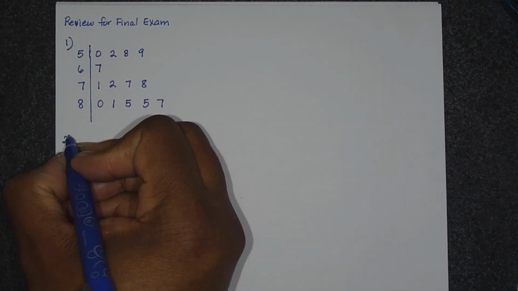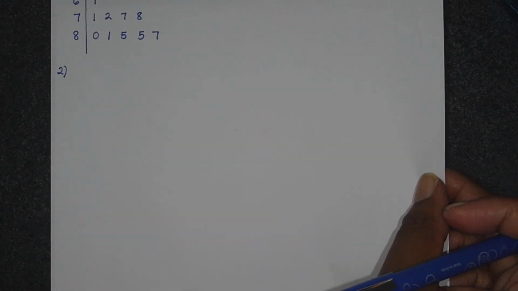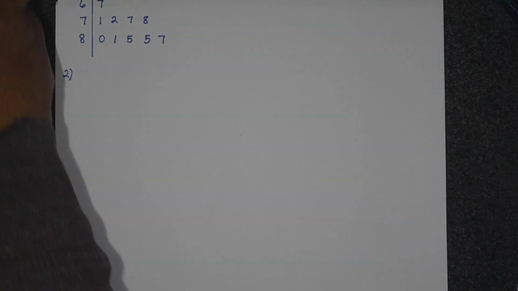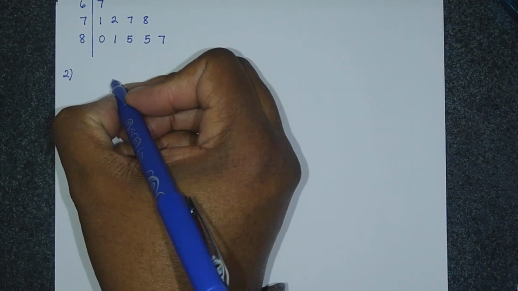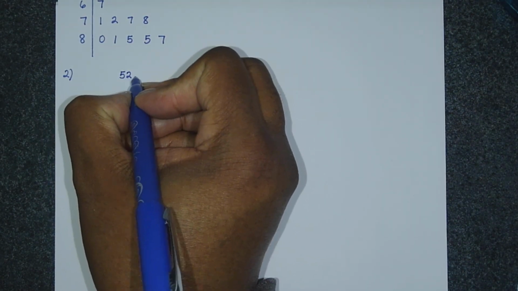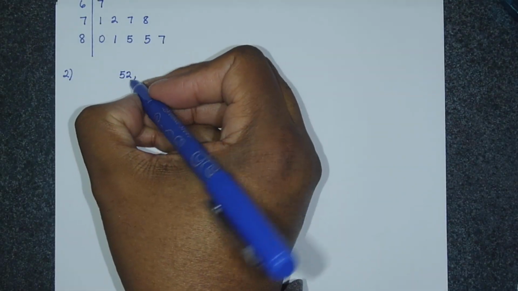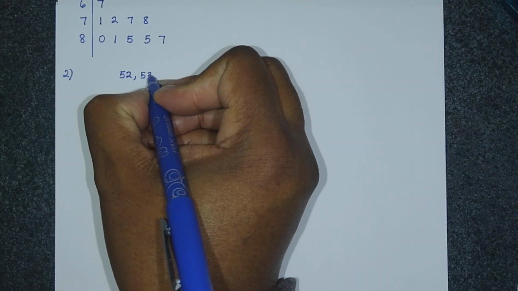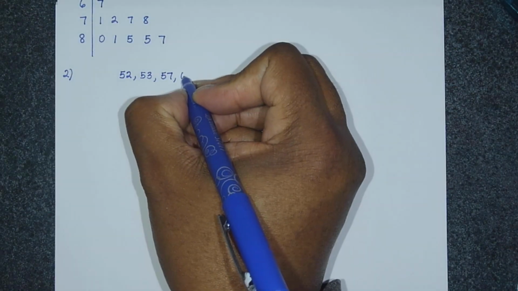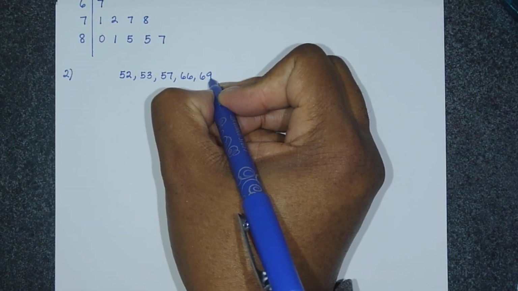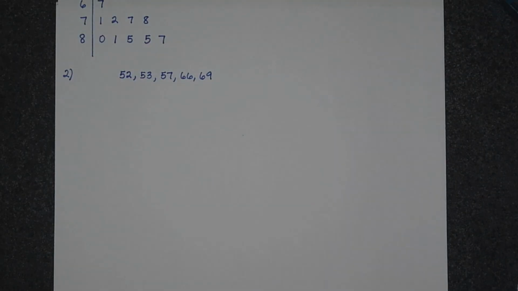So in problem number two, first of all, let's put these data values in numerical order. So the smallest number should be 52, then 53, 57, 66, 69. So here I'm putting these data values in numerical order from least to greatest.